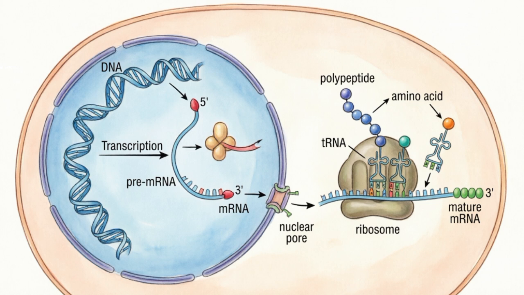Now let us look at the process inside the cell. The cell is divided into two compartments. On the left is the nucleus, which houses DNA and is the site of transcription. On the right is the cytoplasm, where translation occurs.